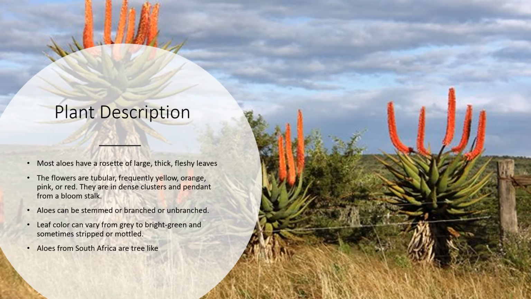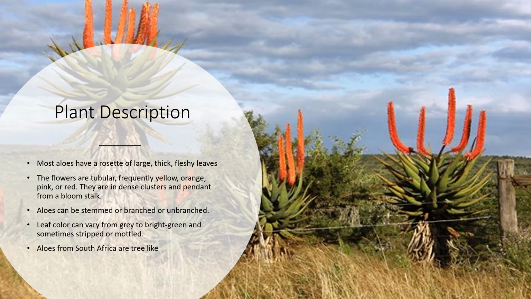The flowers are tubular, frequently yellow, orange, pink, or red. They're also in dense clusters and they're pendant, which means they hang down from a bloom stalk. You can see those bloom stalks on those aloes in the picture there. They also can be stemmed or branched or unbranched, depending on the types and varieties.